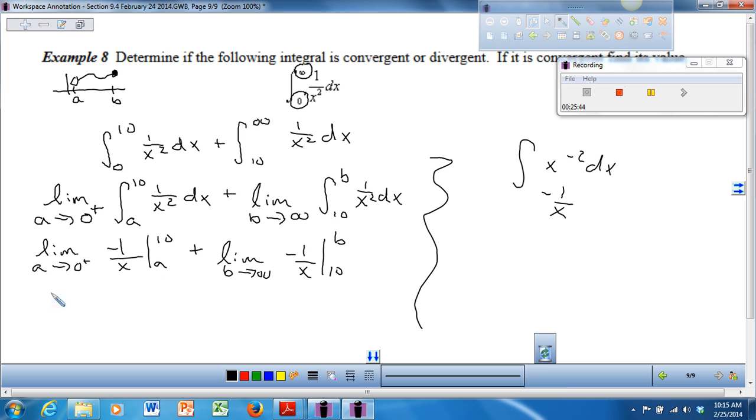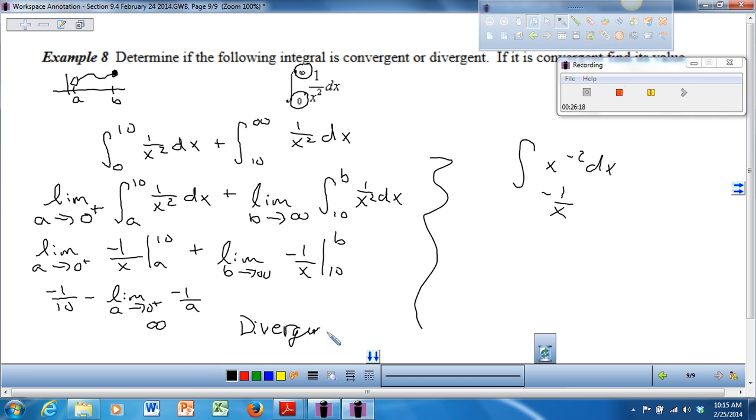All right, so we plug in, we get what? Negative 1 tenth. So I'm going to write minus the limit, we need to keep the limit in here, minus the limit as a approaches 0 from the right of negative 1 over a. So what's that going to go to? We are done. That's going to go to infinity. This is divergent.